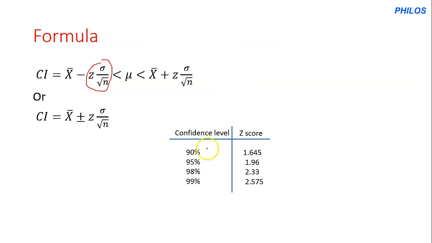But these four are more common, okay? So it's good you keep their z-scores. And then this 1.645, you can approximate it to 1.65, okay? And then this 2.575, you can approximate it to 2.58. So let's take a practical example, then you understand this better.